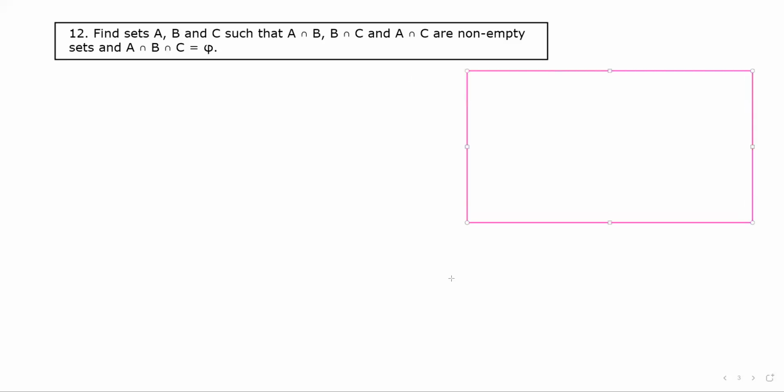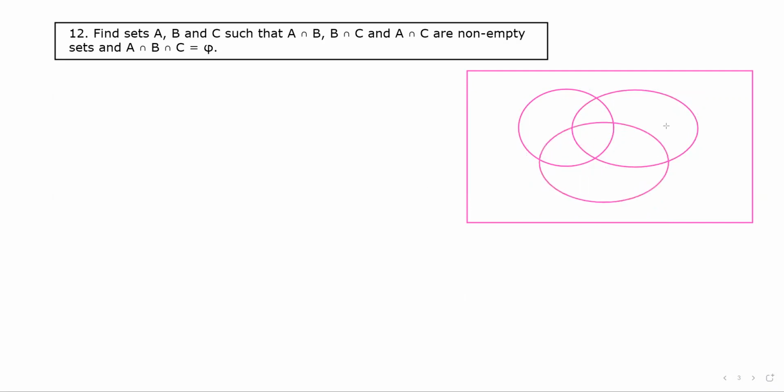So 3 sets are involved. Let's draw 3 sets in the form of circles. So this is your A, B, and C. Now first, find sets A, B, and C such that A intersection B, B intersection C, C intersection A are non-empty sets, and A intersection B intersection C is 5. And this region is A intersection B intersection C.